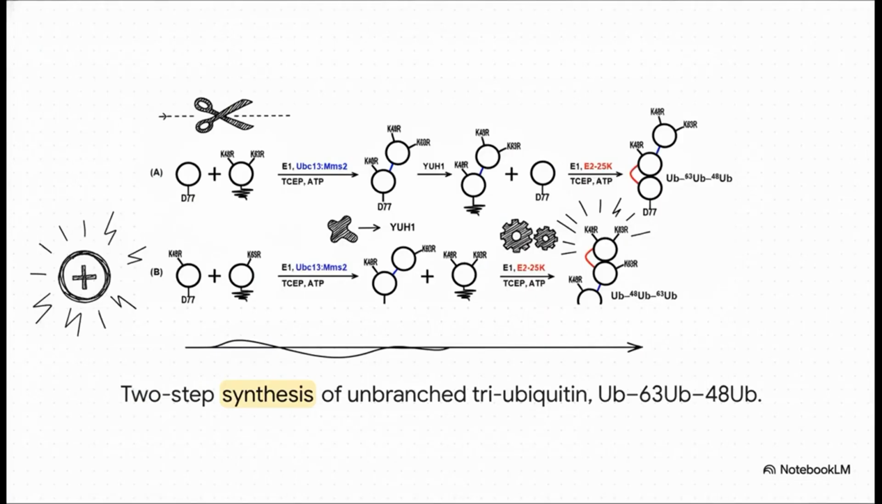Now this schematic from supplemental figure S1 shows exactly how they did it for unbranched chains. For a specific chain like this Ub63 Ub48 Ub, it's a step-by-step process. First, they make a dimer with one E2 enzyme, then they take off that D77 block with YUH1, and finally, they bring in a different E2 enzyme to add the third ubiquitin. It's a really precise multi-step assembly line.